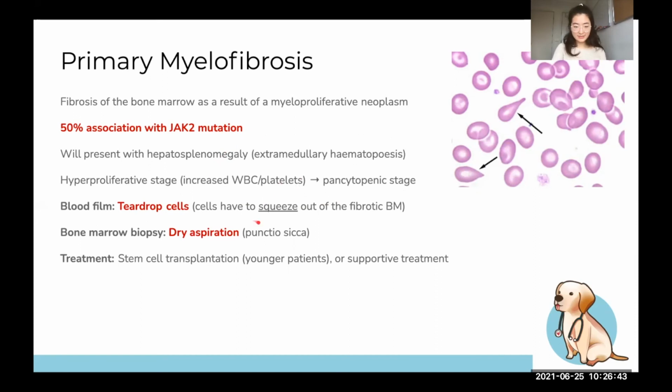But basically, stuff in red, that's going to be your buzzwords. So far, we've talked about JAK2 mutations. Those are associated with 3 different diseases: your PRV, essential thrombocytosis, and also your primary myelofibrosis.